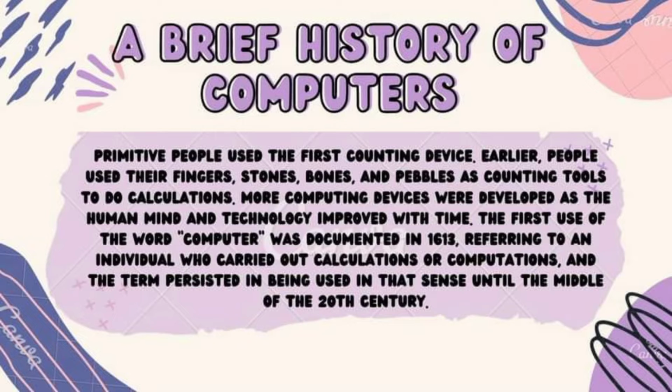As you can see on the screen, primitive people used the first counting devices. Earlier, people used their fingers, stones, bones, and pebbles as counting tools to do calculations. More computing devices were developed as the human mind and technology improved with time. The first use of the word computer was documented in 1613, referring to an individual who carried out calculations or computations, and the term persisted in being used in that sense until the middle of the 20th century.